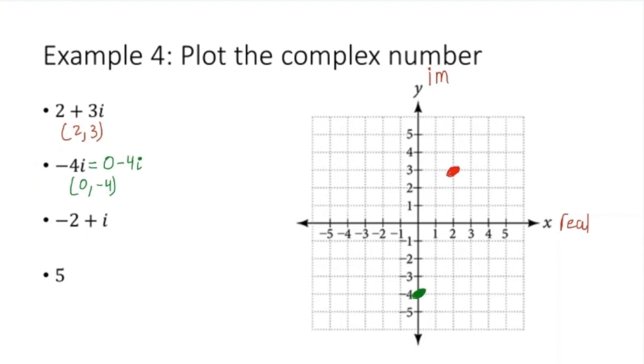Next up, negative 2 plus i. Negative 2 plus i would be associated to the point (negative 2, 1). The real part is negative 2. The imaginary part is 1. Since we don't see a coefficient of i, we assume the coefficient is 1. So where would we put (negative 2, 1) on our plane? (Negative 2, 1) is located there.